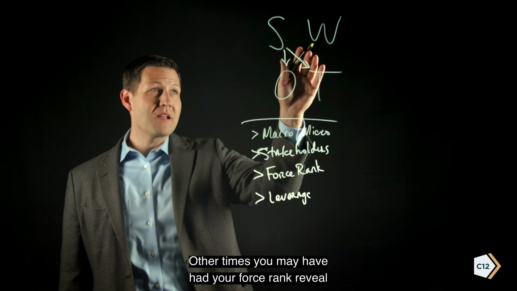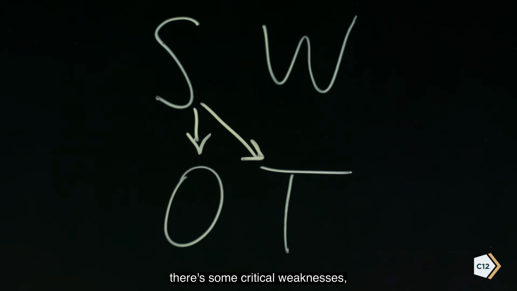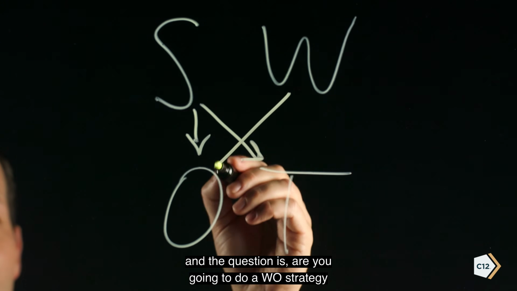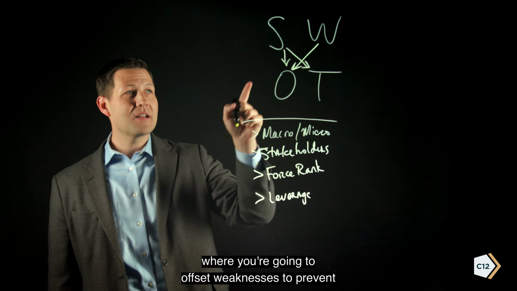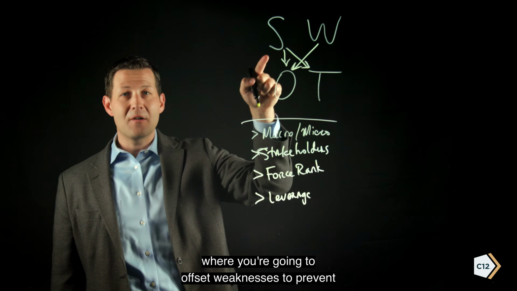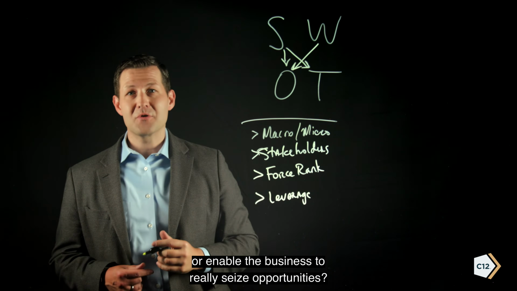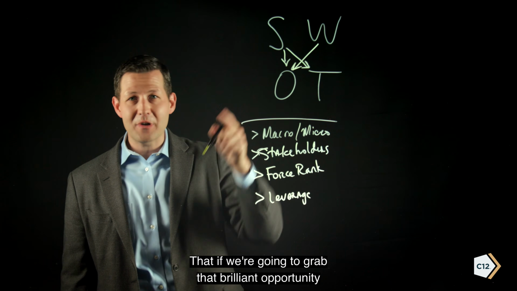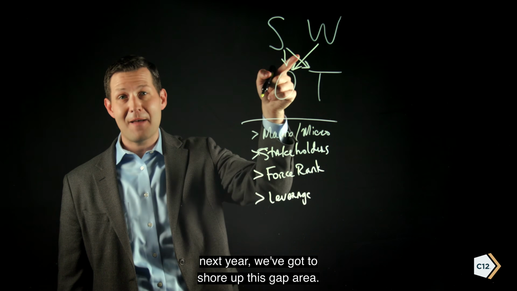Other times, you may have had your force rank reveal there are some critical weaknesses. And the question is, are you going to do a WO strategy, where you're going to offset weaknesses to prevent or enable the business to really seize opportunities? That if we're going to grab that brilliant opportunity next year, we've got to shore up this gap area.